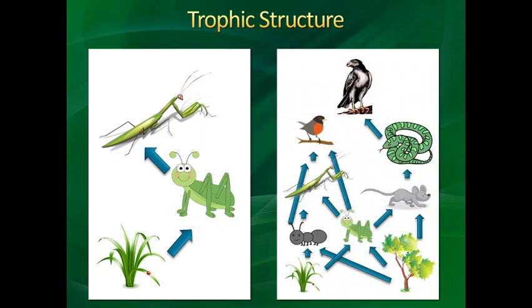You can know that the trophic structure of these two food webs here are very different, right? And we know that the one on the right is more complex, but how do we say that quantitatively?